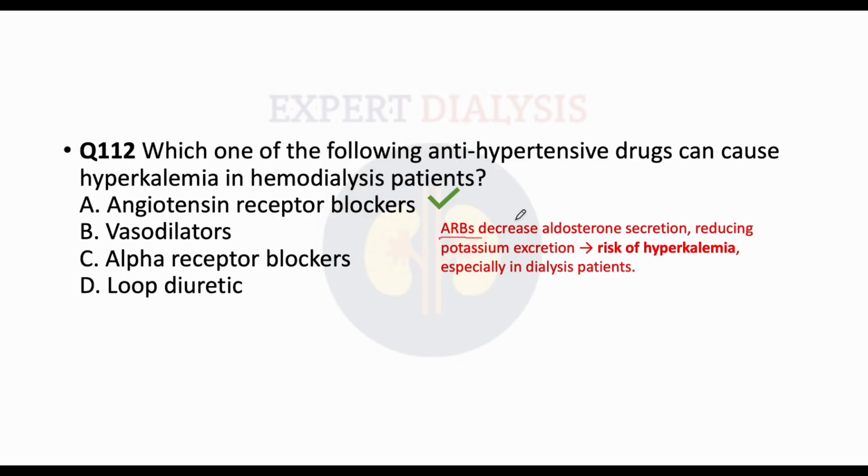The ARBs or the angiotensin receptor blockers decrease aldosterone secretion, reducing potassium excretion, which results in risk of hyperkalemia, especially in dialysis patients. So ARBs, they decrease the aldosterone level, and because of that, potassium excretion also gets affected.